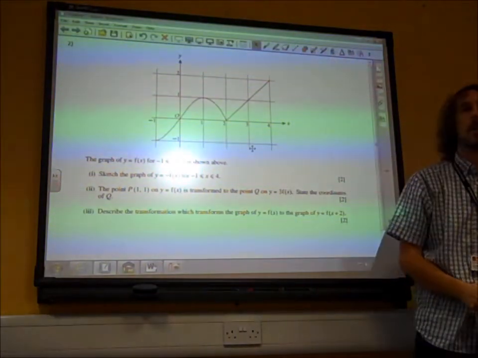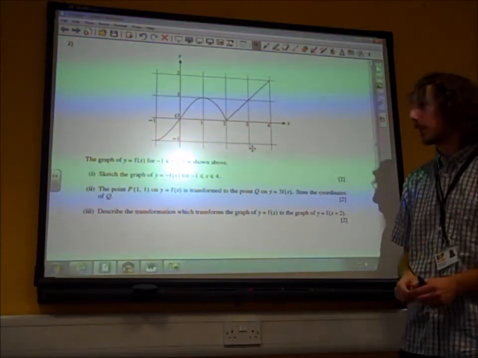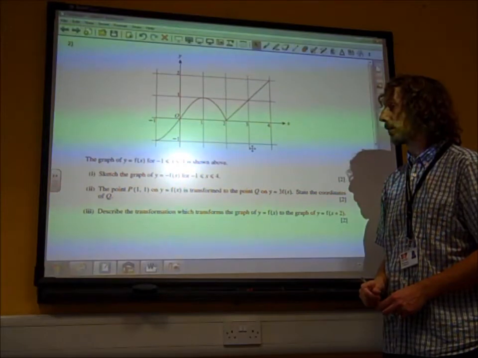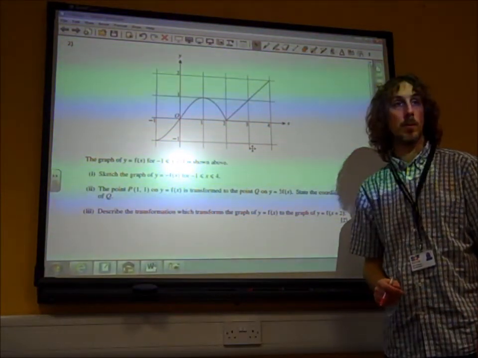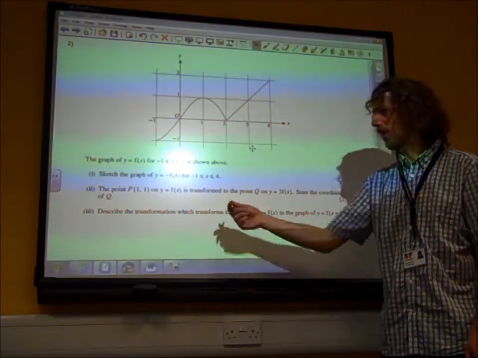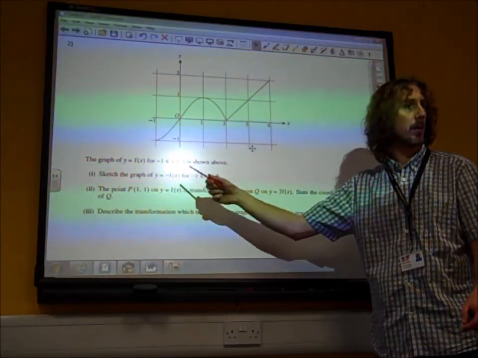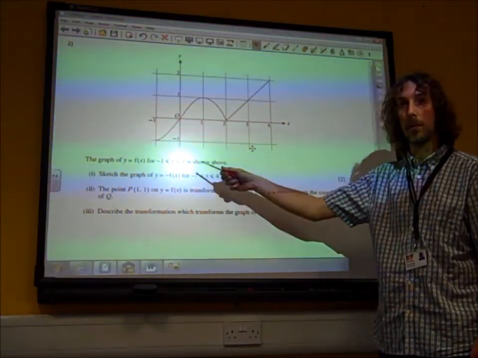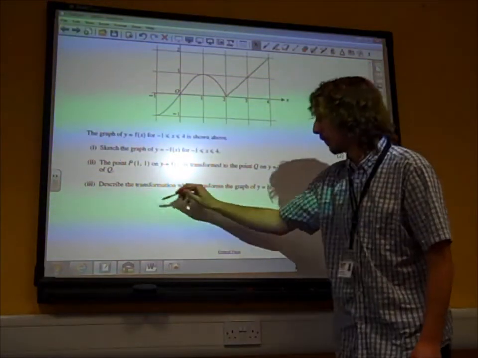Right, so that's our very excitingly shaped graph. The graph of y equals f of x from minus 1 to 4 is shown above. Sketch the graph of y equals minus f of x in the same range. What do we call this transformation? What's happened to go from f of x to minus f of x? It's a reflection in the x-axis. It's exactly that, reflection in the x-axis. So we want to recreate this, but upside down.